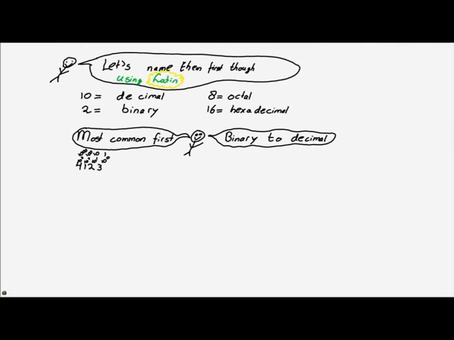Now the same thing occurs when we take a look at the binary system. Only rather than using 10 as a base, we use 2 as a base. So the rightmost number represents the number of 2 to the zeros. The one to the left represents the number of 2 to the 1s. The number next to that, the number of 2 to the 2s, the number of 2 to the 3s, etc.